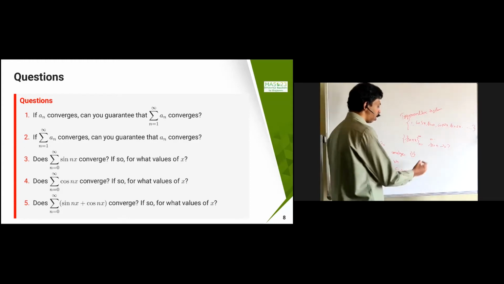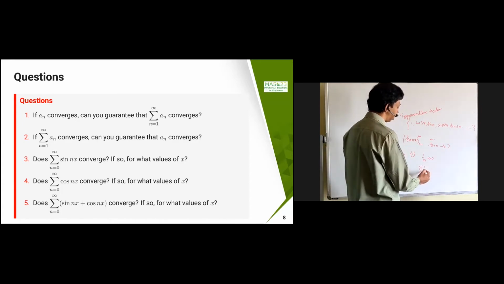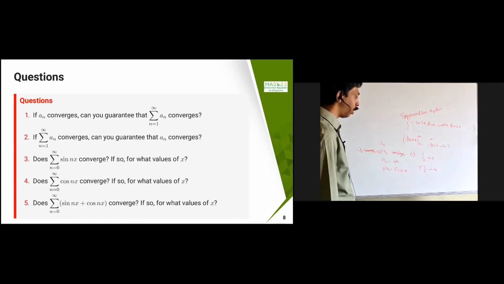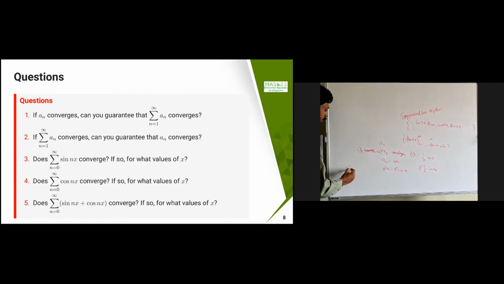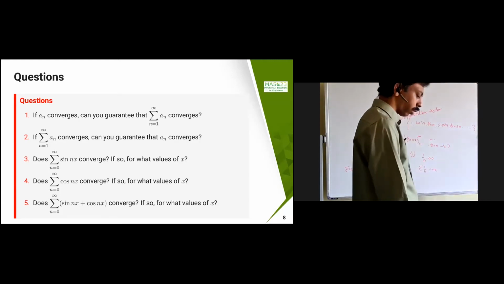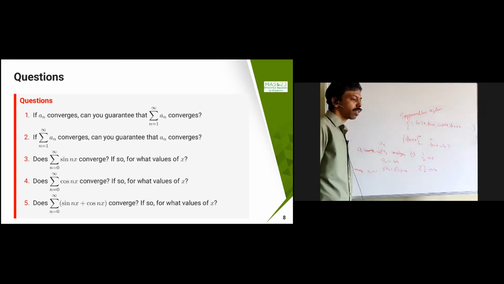Similarly, you can take 1 by n, which converges to 0. But summation 1 by n does not converge; it diverges. Okay, next question. Suppose summation an converges, meaning the series converges. Does it guarantee an converges? These are some of the basic BTech level questions.